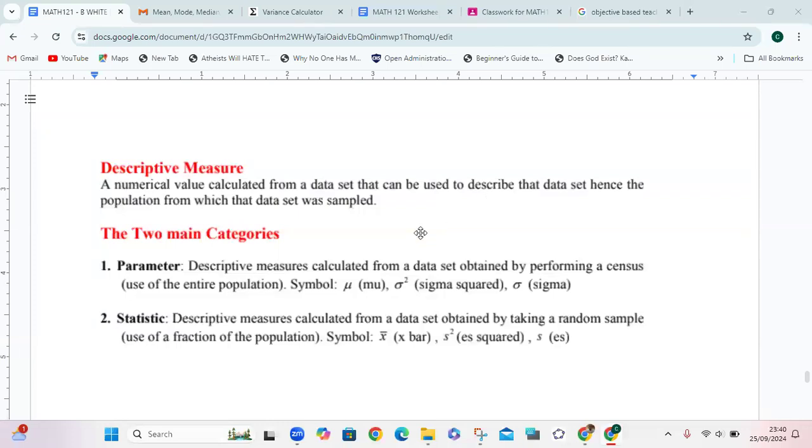So according to weekly notes number 4, a descriptive measure is a numerical value calculated from a data set that can be used to describe that data set, hence the population from which that data set was sampled.